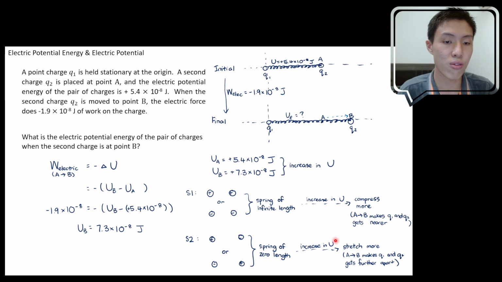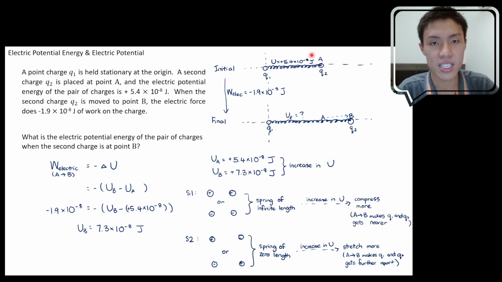In that case, if you want to increase the electric potential energy stored in this pair of charges, you want to move from A to B in a way that makes Q1 and Q2 get further apart, then you store more energy. So in this case, this diagram here will be correct. Moving Q2 from A to B, you make the distance between Q1 and Q2 further, then you store more energy if they are opposite charges.